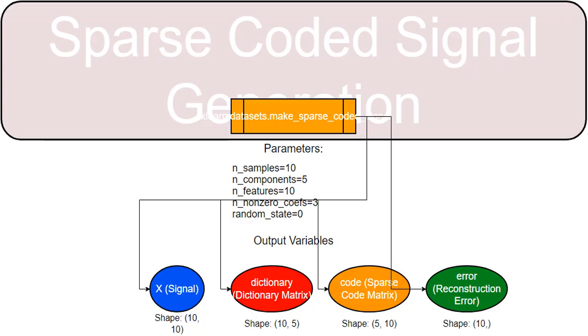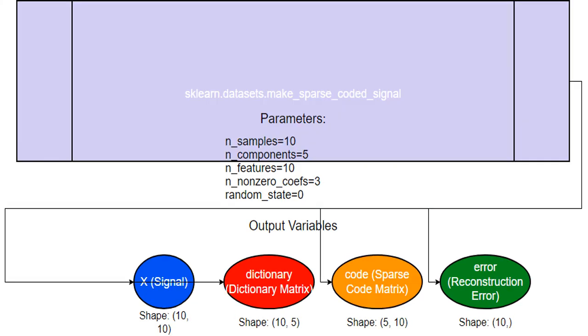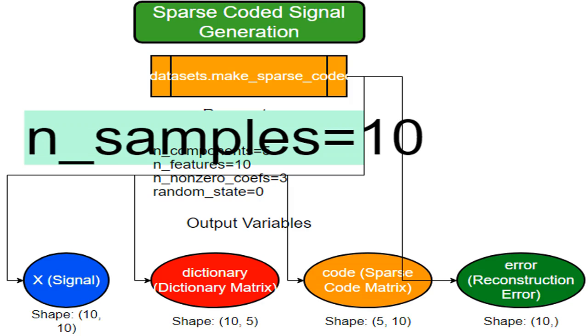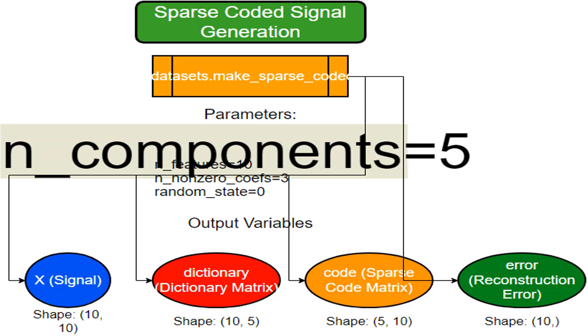I'm generating a sparse signal, which means it's represented using only a few non-zero values. Think of it like a really efficient way to store information. It's like a secret code. This is the function from the Sklearn library that I'll use to create my sparse signal. It's like a magic wand for sparse signal generation. I'll generate 10 different sparse signals. Each signal is like a unique message. I'll use 5 basic building blocks to create my signals.